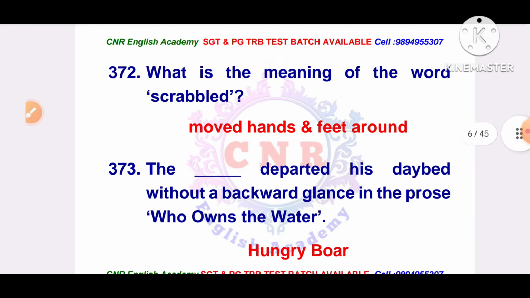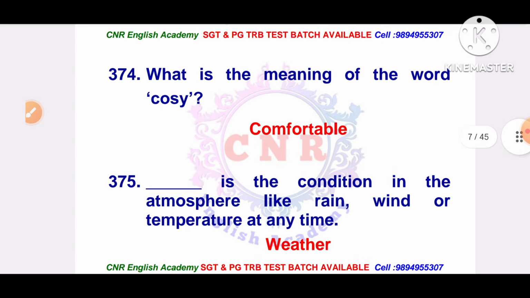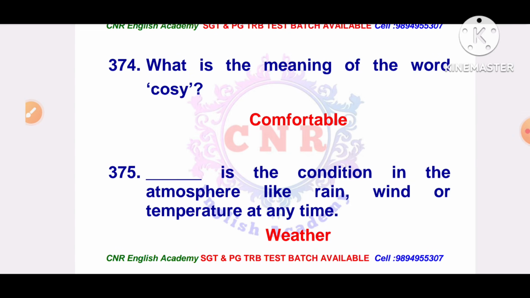Next one, what is the meaning of the word scrabbled? Answer, moved hands and feet around. Next one, the dash departed his daybed without a backward glance in the prose. Who wants the water? Answer, hungry boar. Next one, what is the meaning of the word cozy? Answer, comfortable.